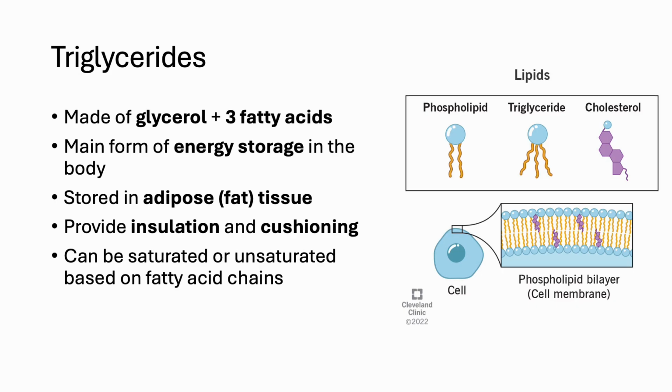Triglycerides are the most common type of lipid in the body and serve as our primary energy reservoir. Each triglyceride molecule consists of one glycerol backbone bound to three fatty acid chains. These are stored in adipose tissue and can be broken down to release energy during fasting or exercise.